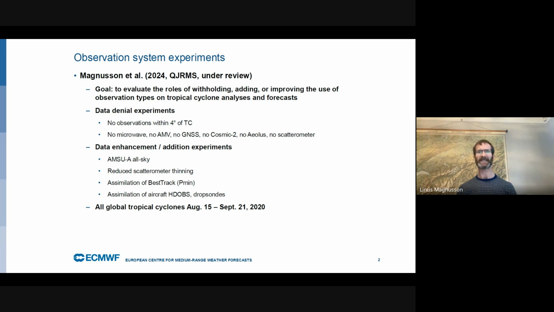But then we also run another set of experiments where we had data enhancements. So we have been striving to the all-sky assimilation, and here we added the all-sky assimilation of MSUA. We played around with the scatterometer thinning. We also tried to assimilate the best track data or the position of the pressure minimum. And we also included aircraft data from the HDOBS dataset. So next slide.